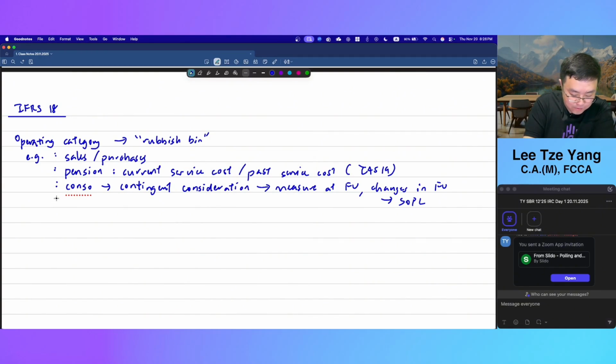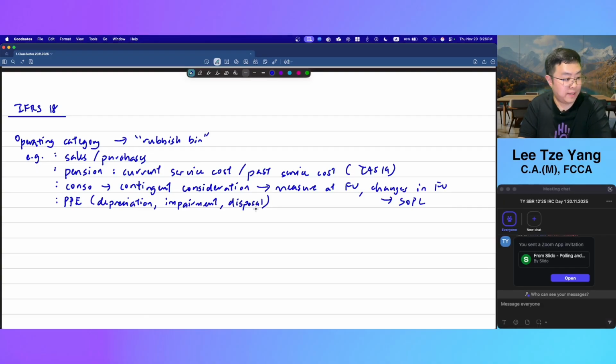Anything that deals with PPE, such as depreciation, impairment, gain or loss on disposal, will be under operating as well. Here you can think of trade receivable. Let's just be clear: anything related to trade receivable will be under the operating category.